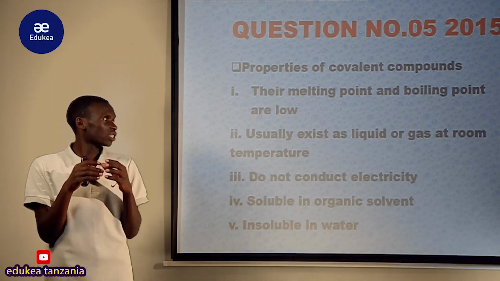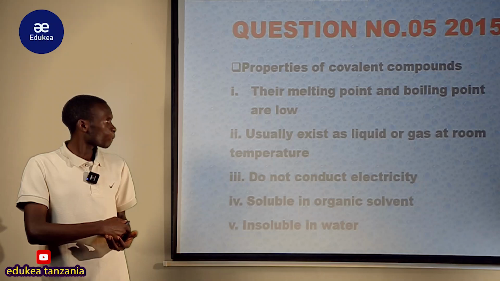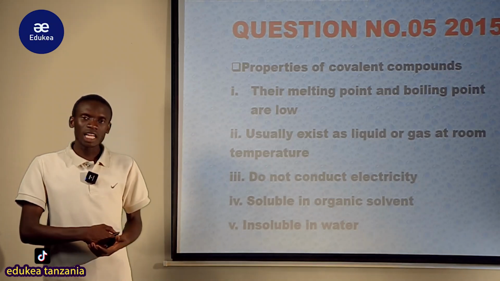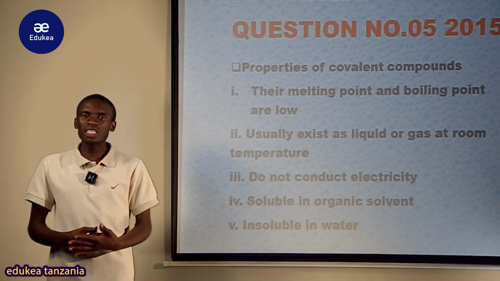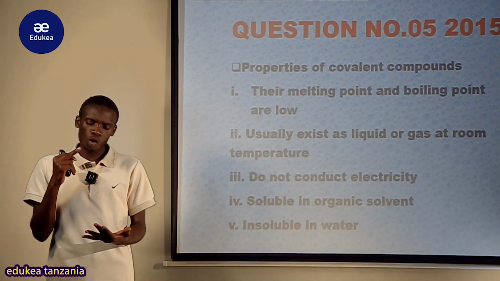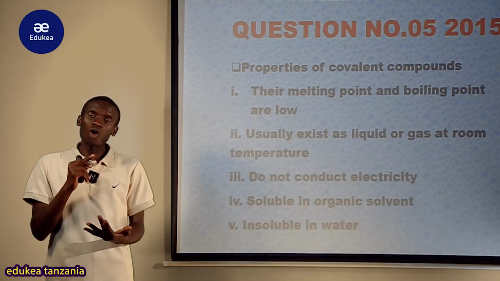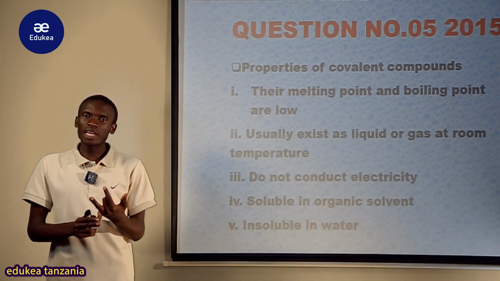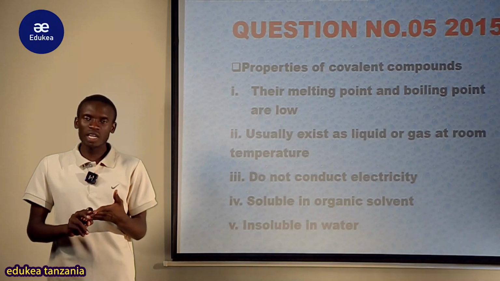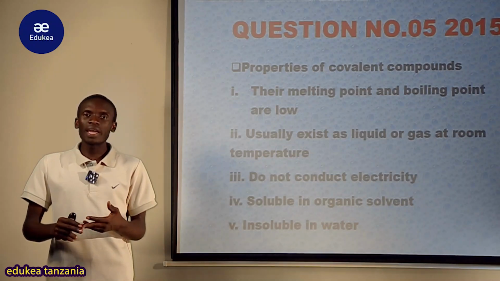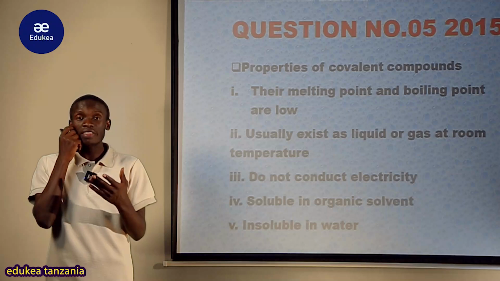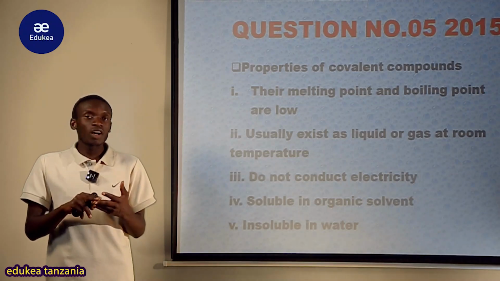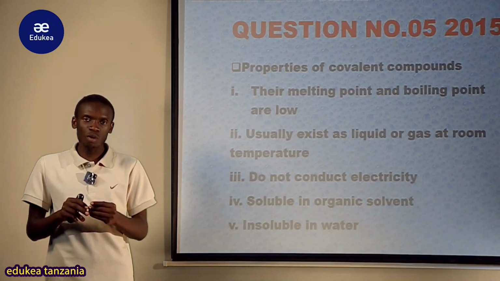The strength of intermolecular forces between atoms is measured by boiling point. Also, it usually exists as liquid or gas at room temperature. So most covalent compounds exist as liquids or gases at room temperature. As I've said, sulfur dioxide, carbon dioxide, those are gases. Ethene, those are gases. So hizo ni covalent compound.